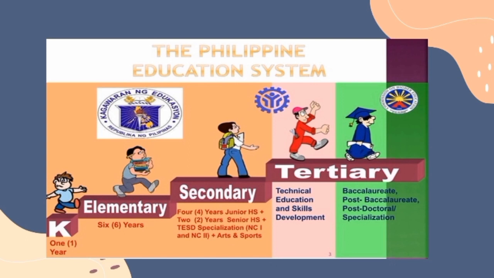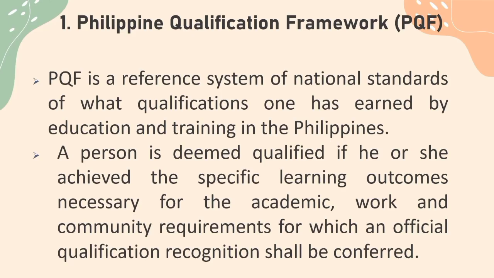The last level is the tertiary level, which is the college level. After they complete this level, they can have technical education and skills development if they pursue TESDA. If they continue to college, they can have the baccalaureate degree, post-baccalaureate degree, postdoctoral and specialization, and doctoral degree.